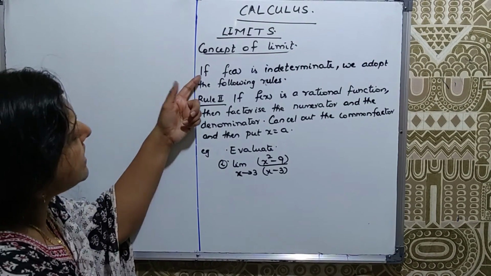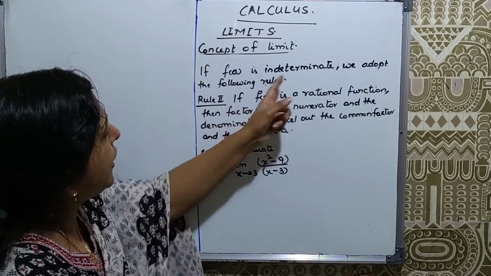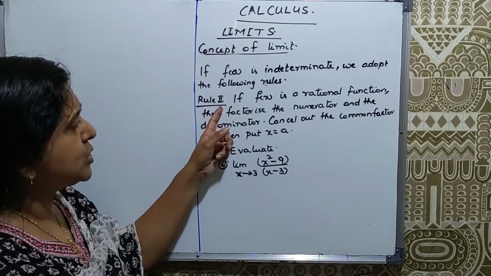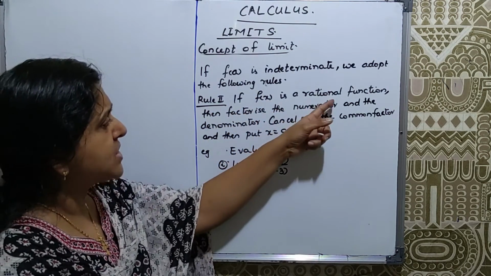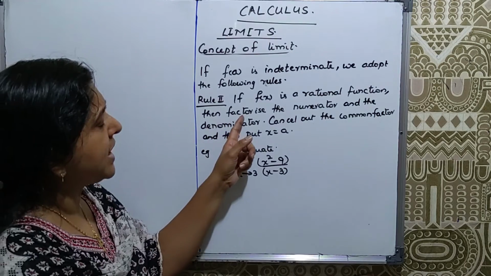Now if f of a is indeterminate, then we adopt the following rules. So rule 2: if f of x is a rational function, then factorize the numerator.